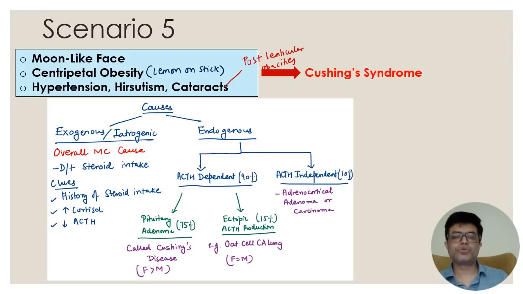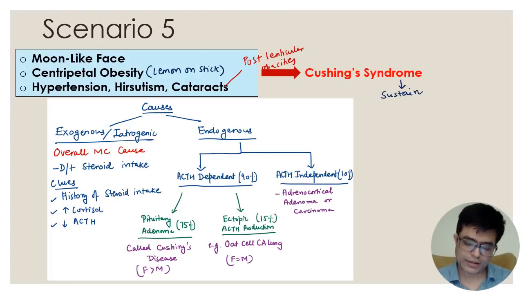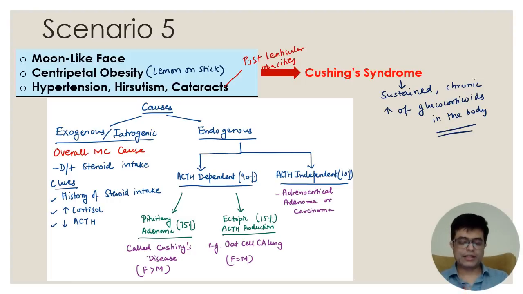What is Cushing syndrome? Cushing syndrome refers to sustained, chronic elevation of glucocorticoids in the body. That syndrome arising because of increased glucocorticoids or corticosteroids in the body is called Cushing syndrome. Now there are two types of causes, exogenous and endogenous. Exogenous means the excess glucocorticoids are coming from outside the body. They are also called iatrogenic.